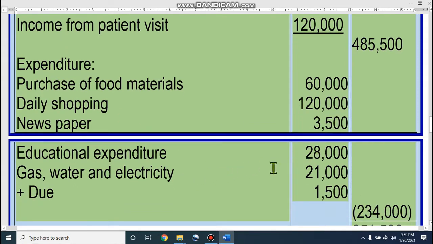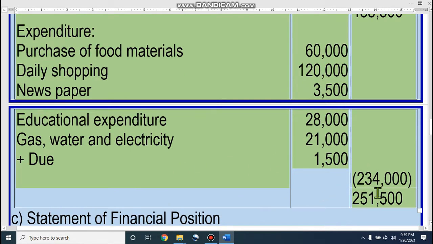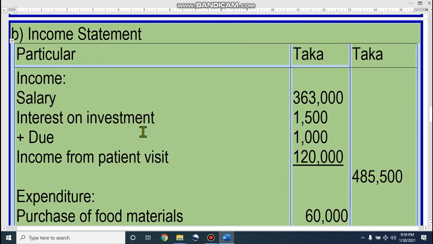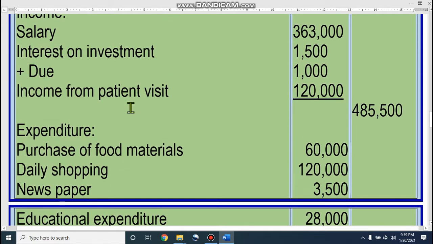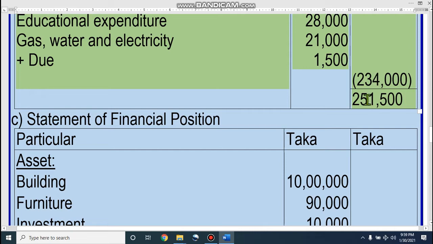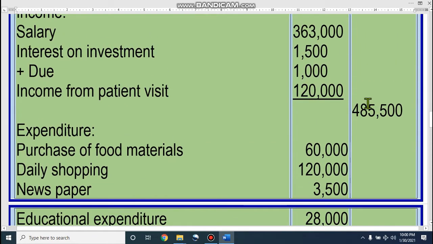Educational expenses, gas, water 21,000 expenses, and dues also you have to add. So the total amount of expenditure is 2,34,000. And dear student, all of you know that for income and expenditure, from income we have to subtract expenditure: 2,85,000 minus 2,34,000, that means 2,51,000.